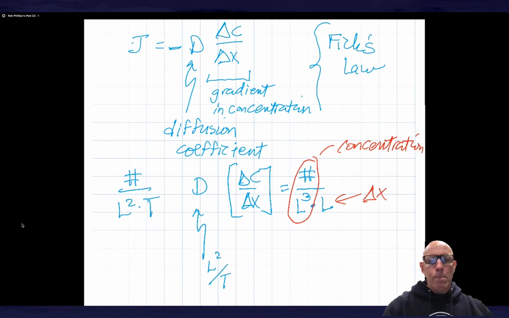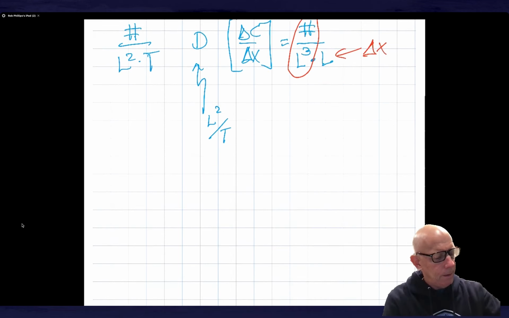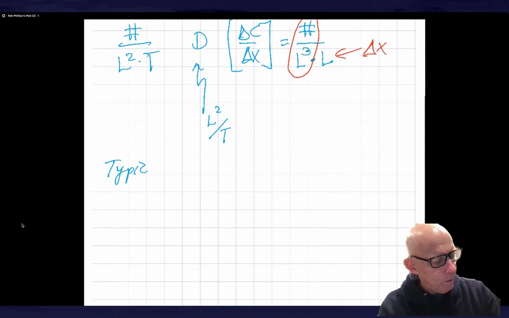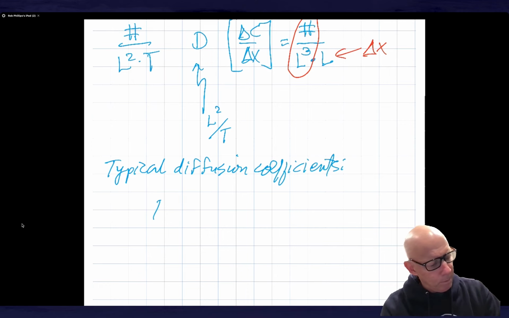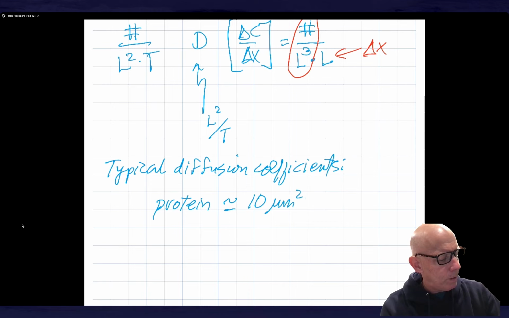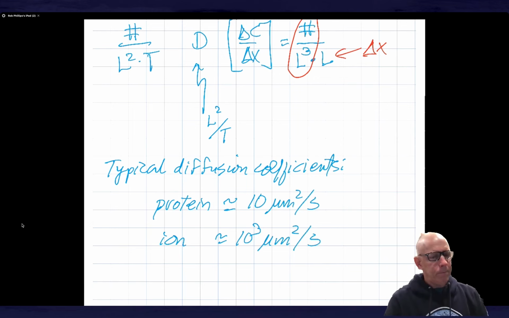All right, so just by dimensional arguments, I know that the diffusion coefficient has got units of length squared over time, so microns squared per second, or some examples like that. So typical diffusion coefficients that you might want to carry around in your head: for a protein, I'm going to just say something like 10 microns squared per second. And for an ion, I'm going to say something like 10 to the 3 microns squared per second.